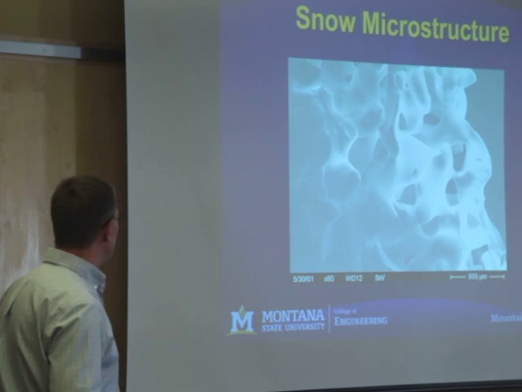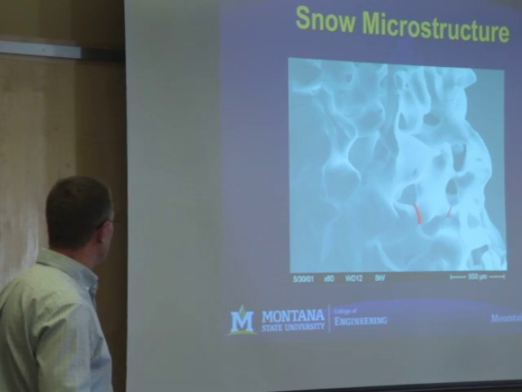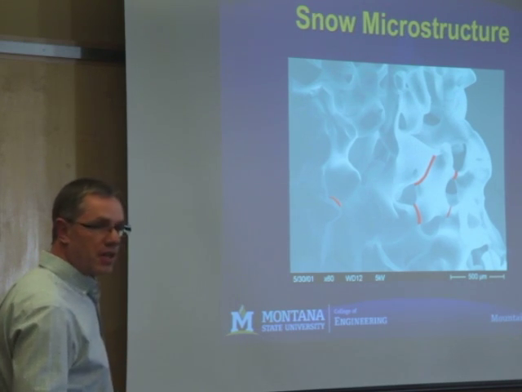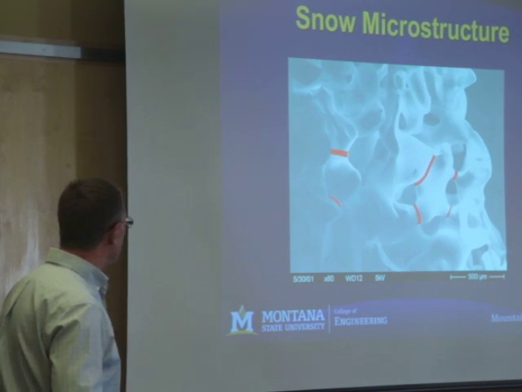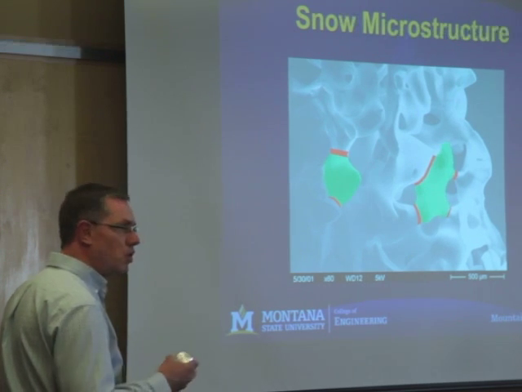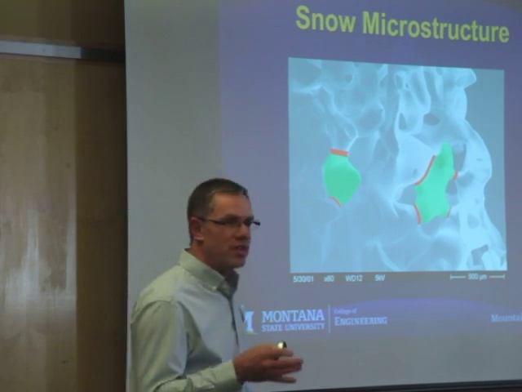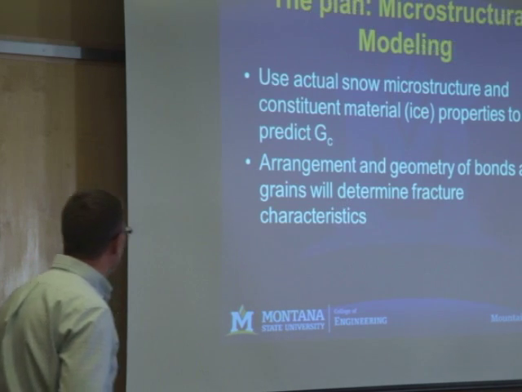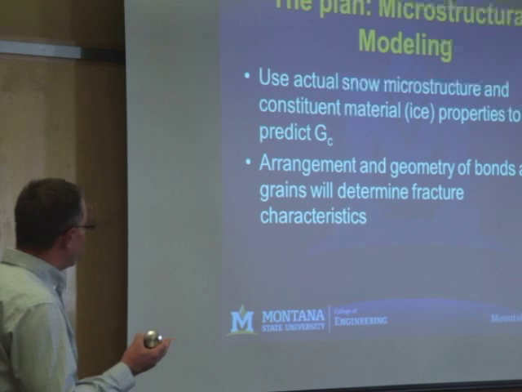And so the snow microstructure, a lot of it becomes important then, being able to identify what are those bonds. Here's a bunch of bonds, interconnections between grains. And then what is a grain? Is that a grain? Is that a grain? So we're starting to look at the details of the microstructure where this fracture might initiate. And so that was kind of the idea behind this.